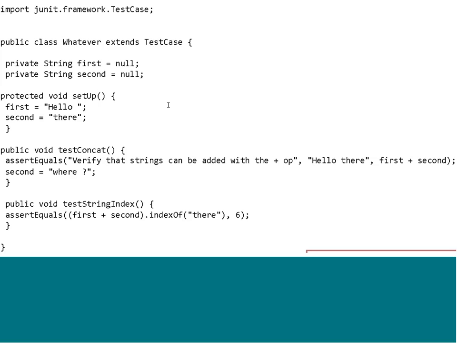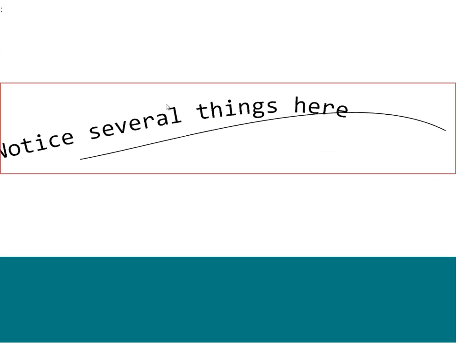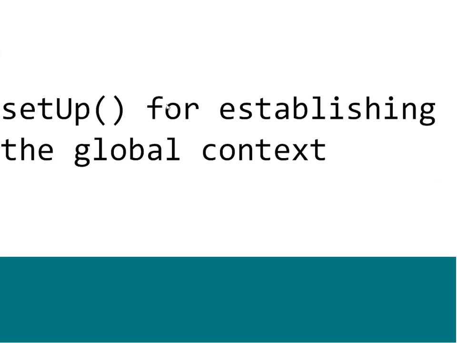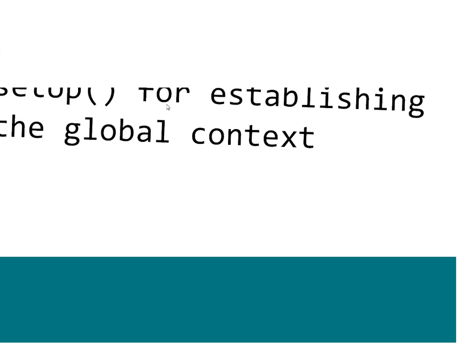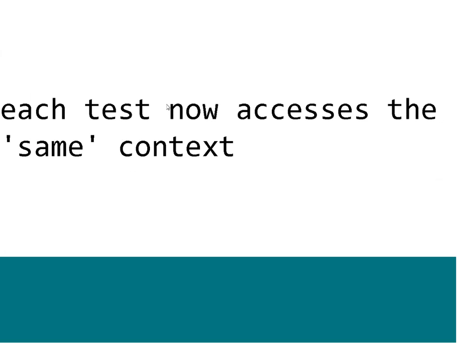Now, as you can see, the next test still verifies that we get the index value properly. The setup method in JUnit establishes the global context. Each test now has access to that same context that you set up initially, those two variables that we are talking about.